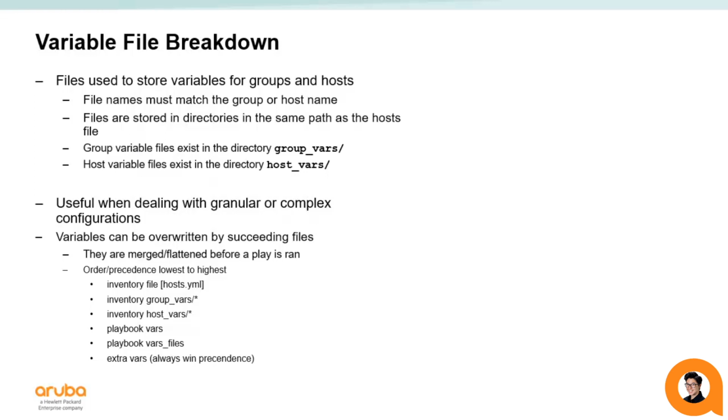In Ansible, variables can be overwritten and are flattened before each play is run on a specific host. Always keep in mind the precedence Ansible has for variables. With the lowest precedence at the top, we see here we have our inventory file, then inventory group and host variable files, playbook variables and variable files, and lastly, with the highest precedence, extra vars, which I'll show you an example of in the demo.